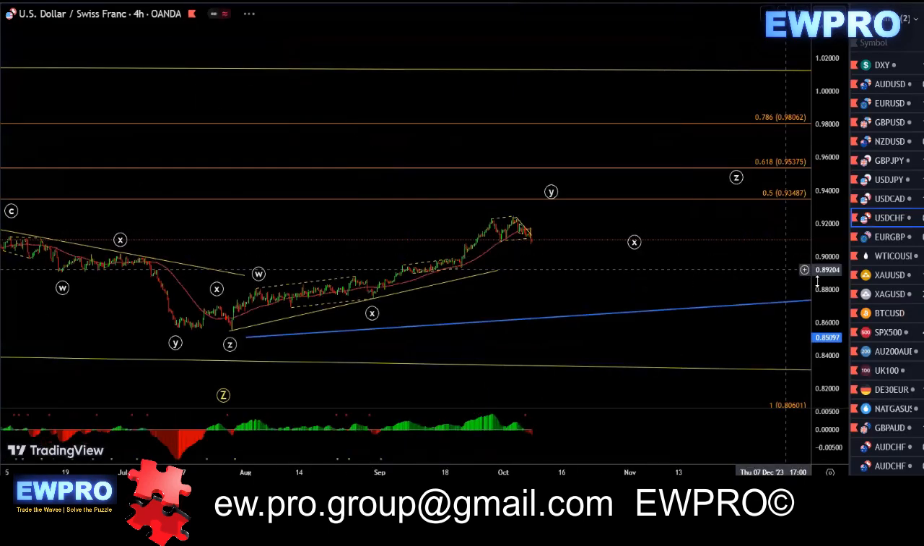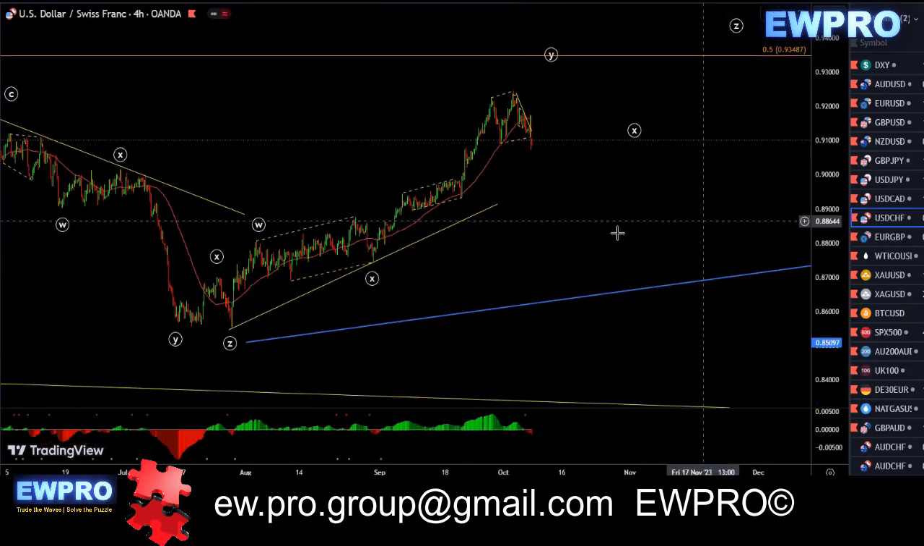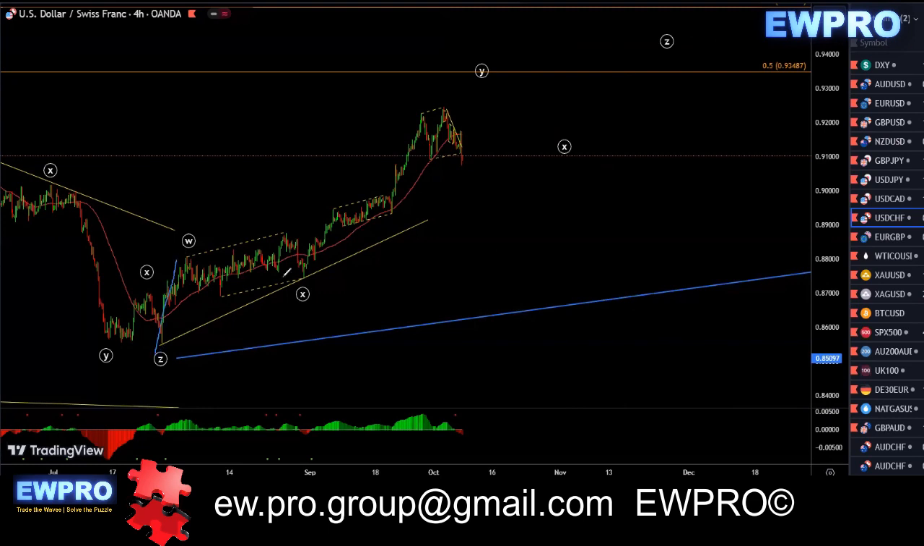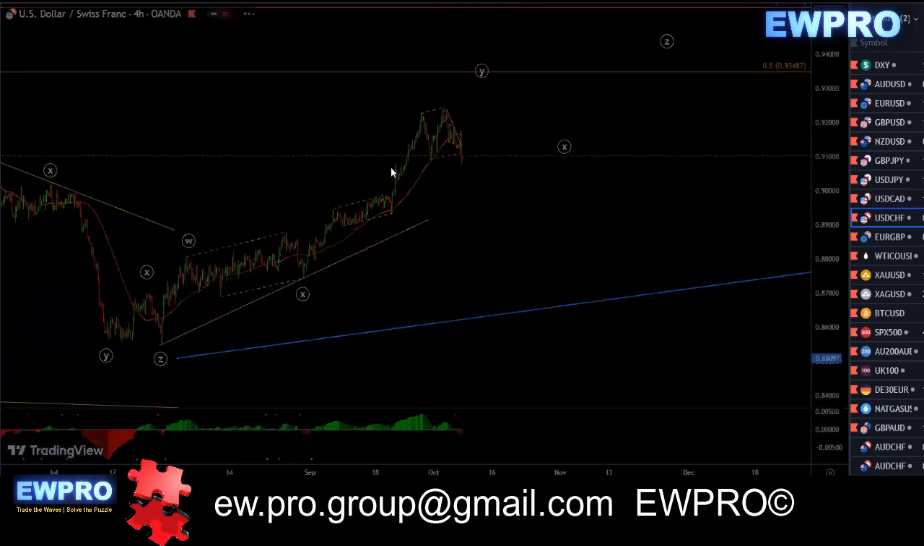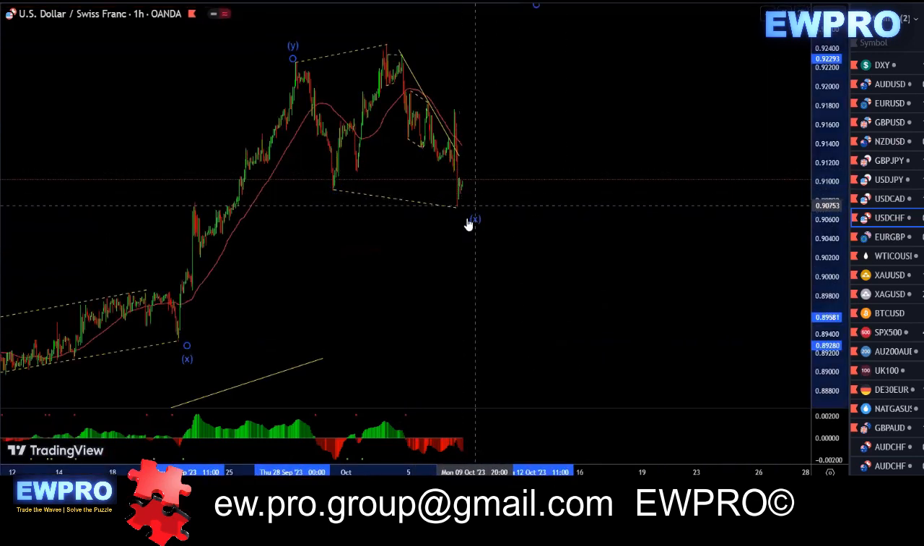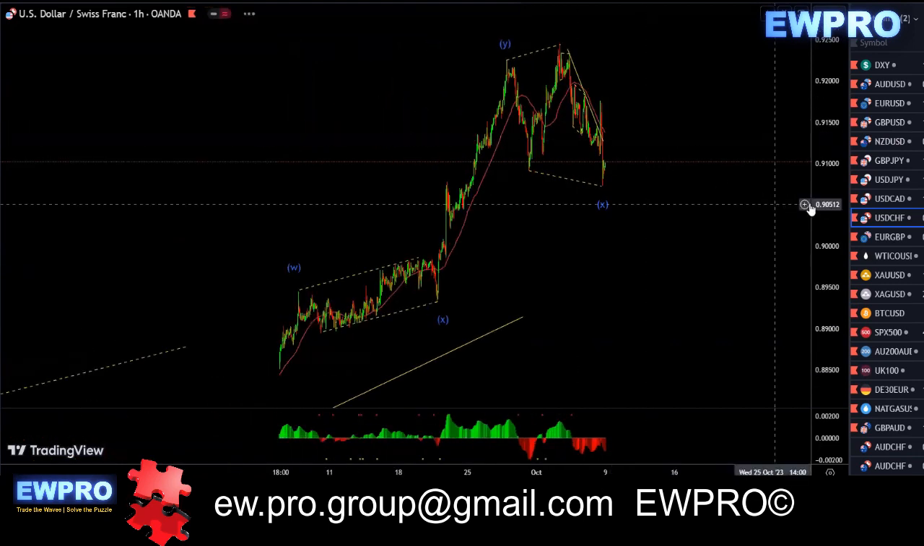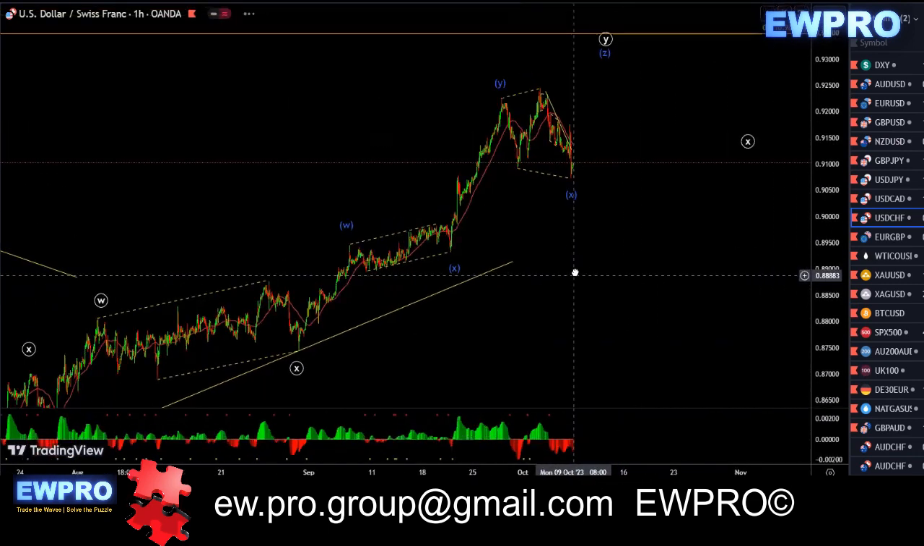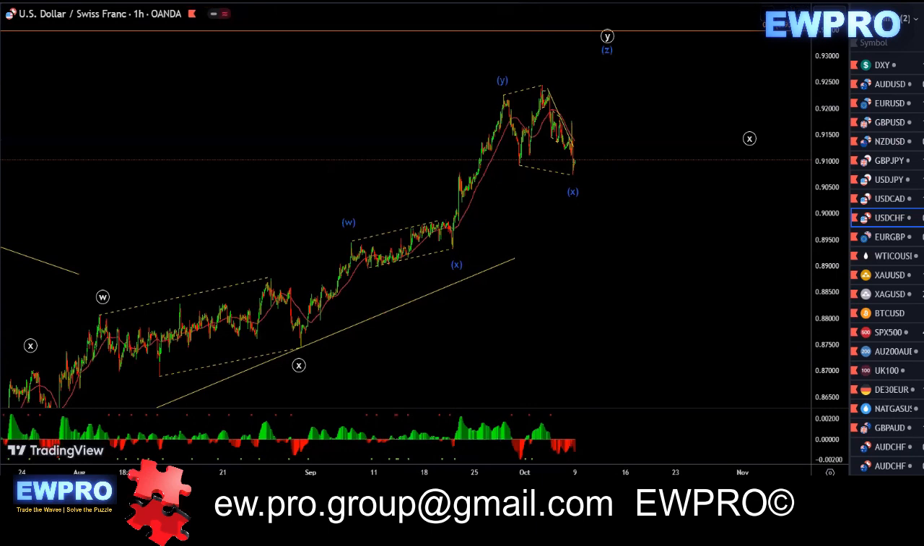The H4, I've pretty much gone over this, but we got a WX. I'm looking for an extended wave Y, and then an X2 and a Z up. The H1, I'm still looking at this as a possible flat. So on the H1, we're getting this extended wave Y or wave 3, whichever way you want to look at it, looking at WXY, X2, and looking for that Z up.